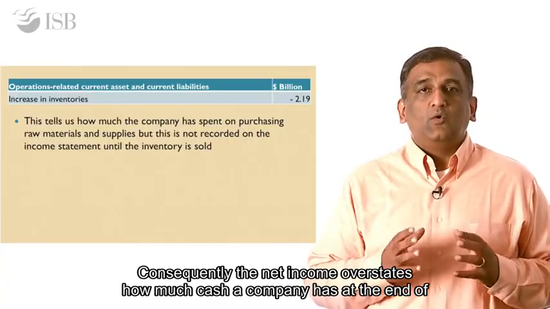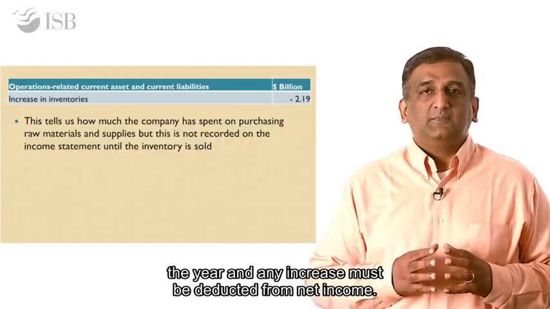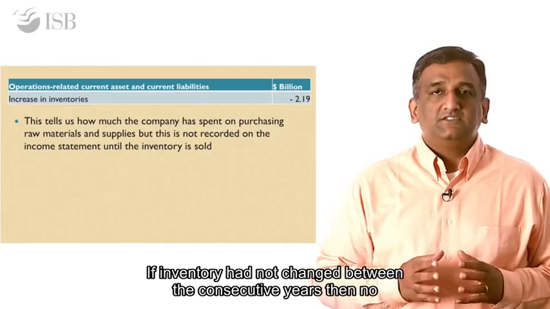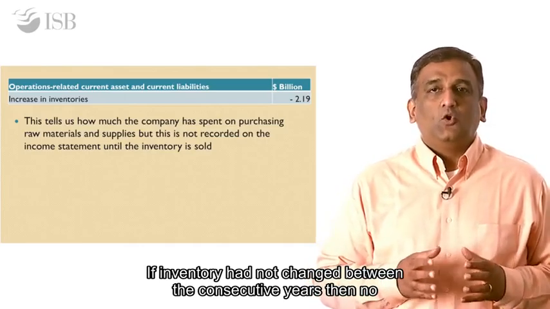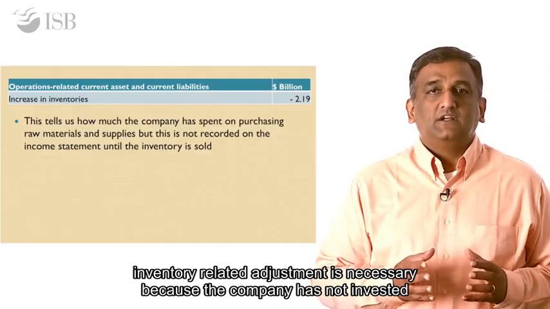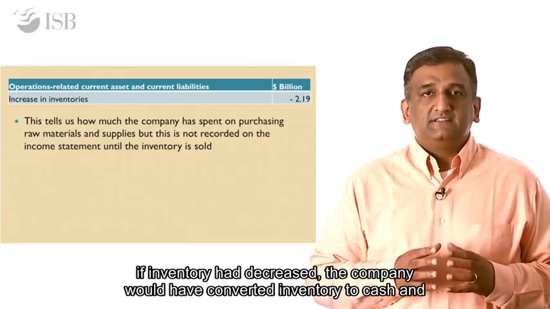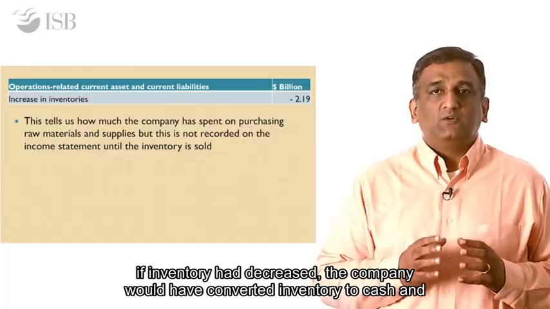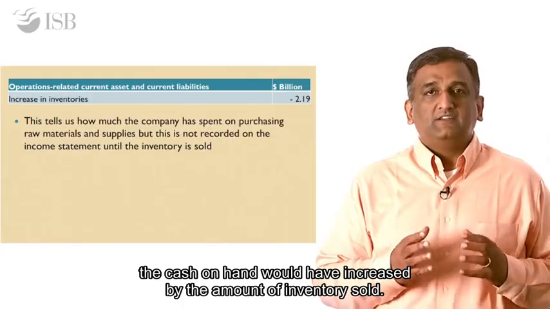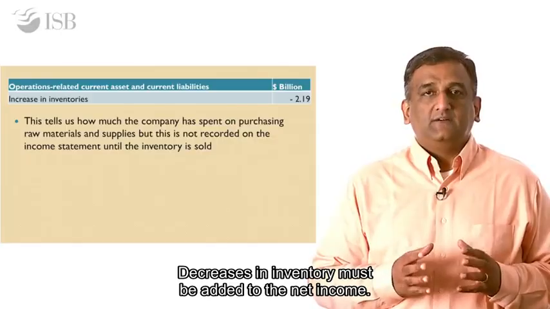Consequently, the net income overstates how much cash a company has at the end of the year, and any increase must be deducted from net income. If inventory had not changed between the consecutive years, then no inventory related adjustment is necessary because the company has not invested more cash in inventory. On the other hand, if inventory had decreased, the company would have converted inventory to cash and the cash on hand would have increased by the amount of inventory sold. Decreases in inventory must be added to the net income.